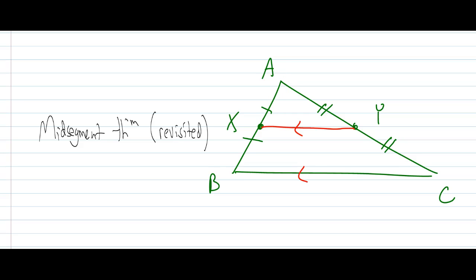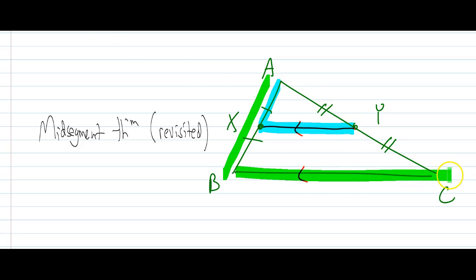And then, because AX over AB is in the ratio of 1 to 2, that's how I know that this midsegment divided by BC is also going to be in the ratio of 1 over 2.